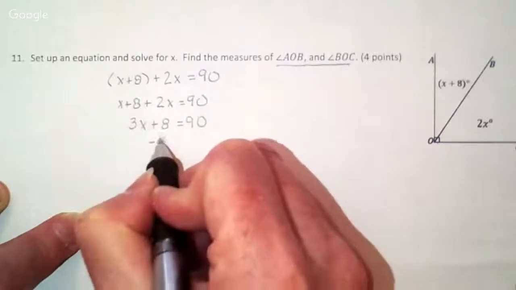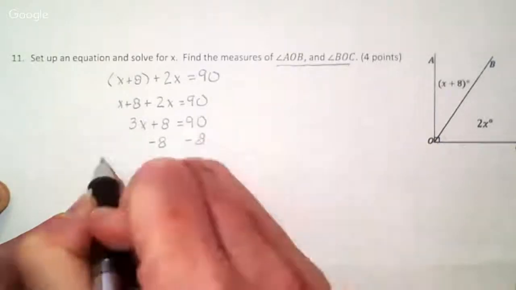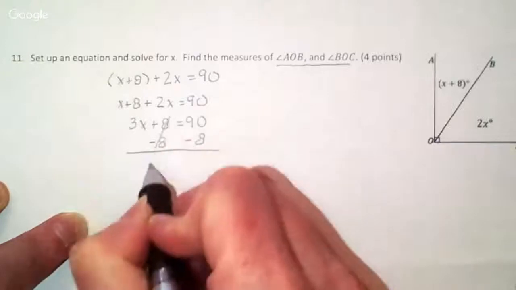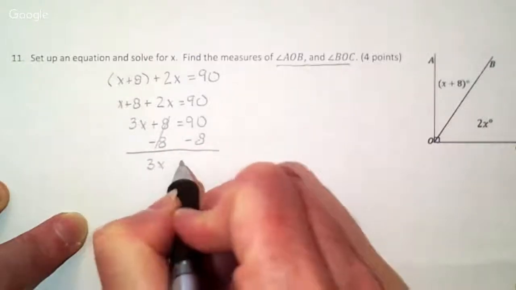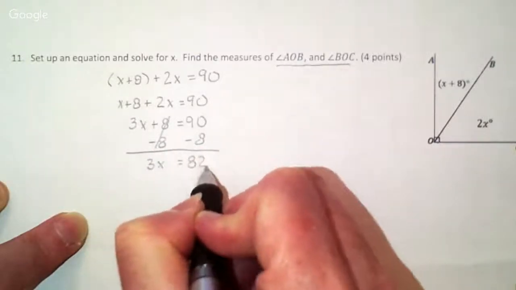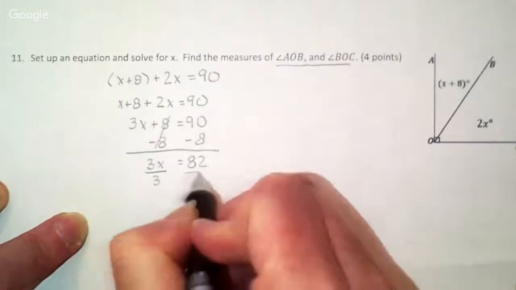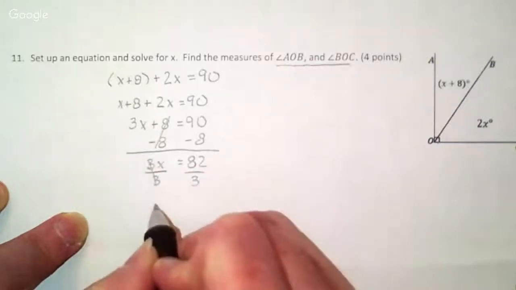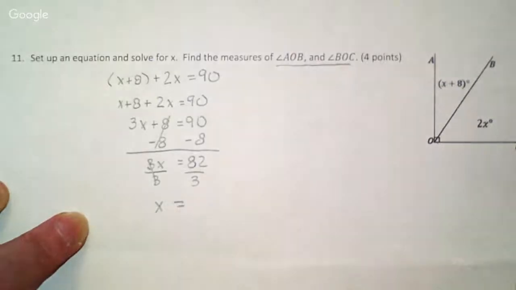Subtract 8 from both sides. I have 3x equals 82. Divide both sides by 3. So x equals, divide that 82 by 3.